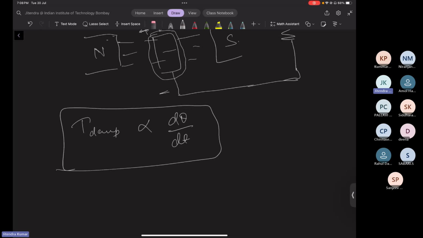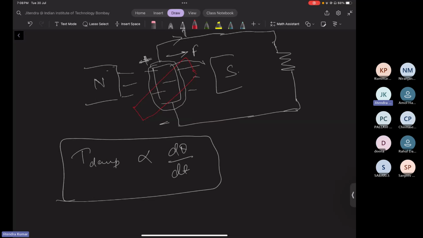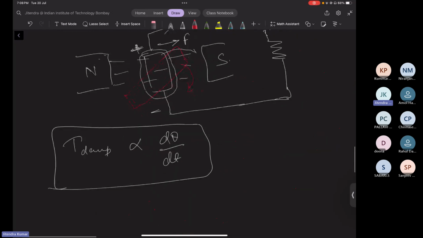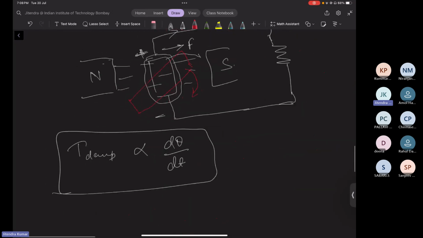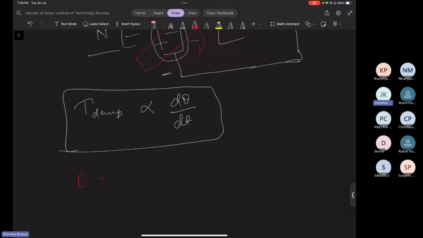Okay, since force is acting there, there will be rotation like this. And there is some EMF being generated. What will be the magnitude of EMF with this process? How much will the magnitude of EMF be?